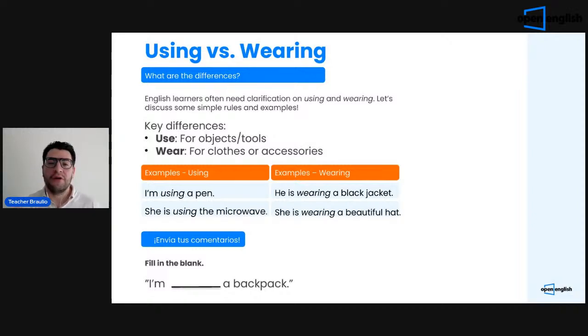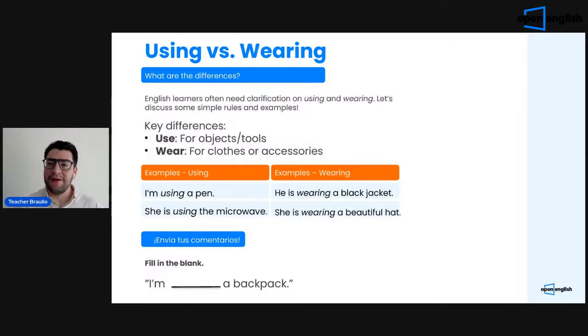Let's look at some examples using use. I am using a pen. She is using the microwave. Here, a pen and a microwave are two objects, and they can also be used as tools, right? And some examples for wearing. He is wearing a black jacket, or she is wearing a beautiful hat. Okay, so those are the two ways that we can identify use versus wear. Use, one more time, for objects and tools; wear for clothes and accessories.